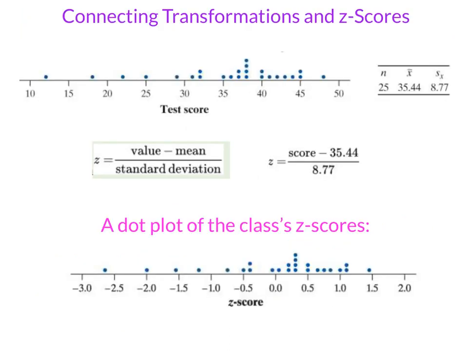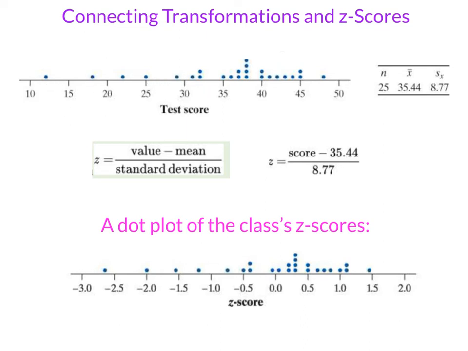Last thing we're going to talk about in the video today is connecting transformations, so those addition, subtraction, multiplication, divisions that you can do to a data set, and z-scores. So how many standard deviations a particular data point falls from the mean. So we're unfortunately coming back to that same data set of 25 stats test scores out of 50 points. Now, what if we standardized all the values in that distribution and we found the z-scores and we plotted the z-scores of each of these individual data points?